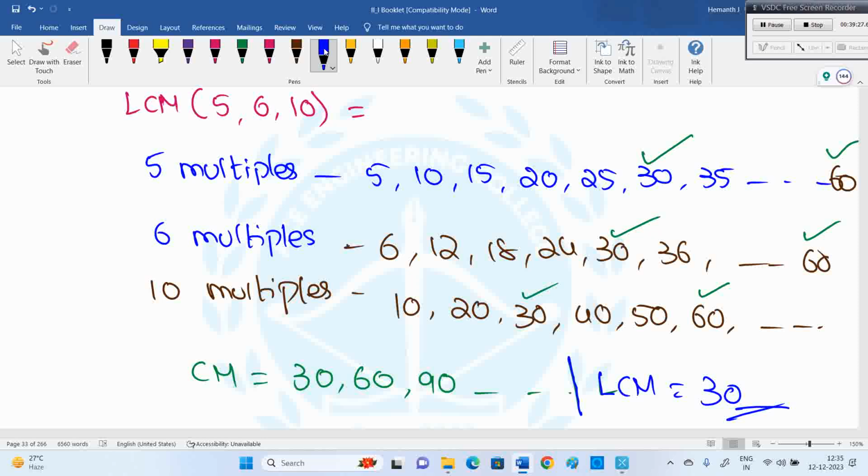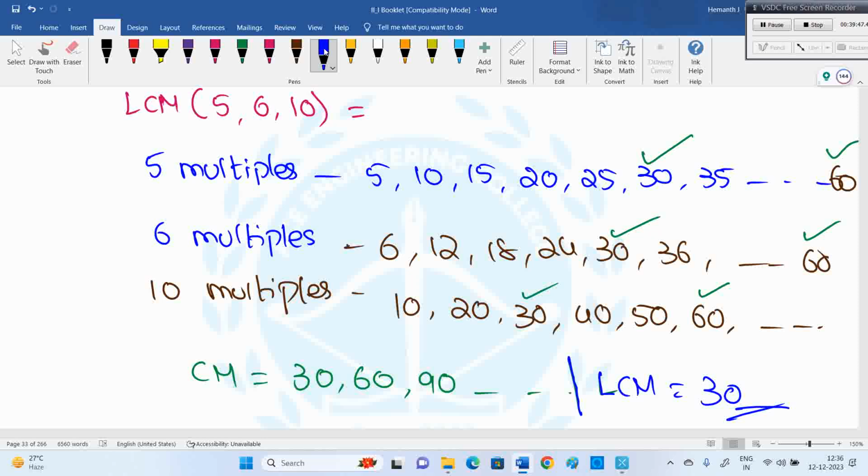Right. Next one, HCF or GCD. Note down this, then we'll go for HCF or GCD. HCF means highest common factor. GCD, greatest common divisor. Highest, greatest, same only. Divisor or factors are same.